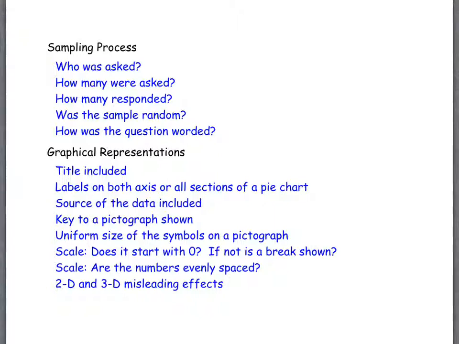Because it makes a difference, right? Do you know if that vertical axis is in numbers of people, thousands of people, millions of people, or percentage of people? It makes a difference. The source of the data. Did you collect the data at OBU? Did you collect the data at Harvard? It makes a difference. The key to a pictograph.